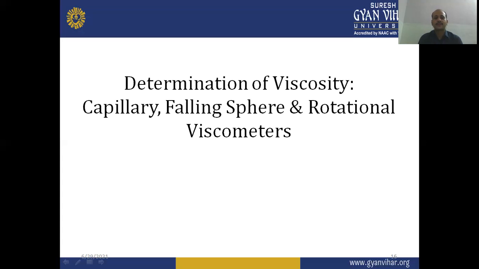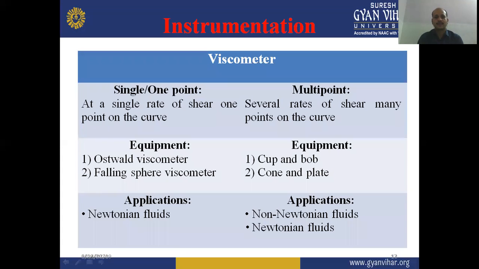So now we have to discuss the determination or measurement of viscosity with the help of different types of viscometers. The viscometers are the equipment or apparatus which can be used for determination or measurement of viscosity. They are the capillary viscometers, falling sphere viscometers, and rotational type of viscometers. So now let us discuss one by one. Instrumentation for measurement of viscosity.